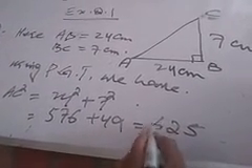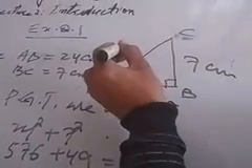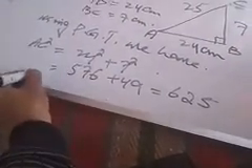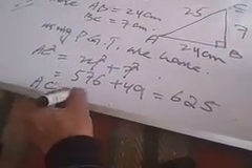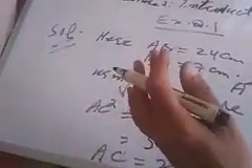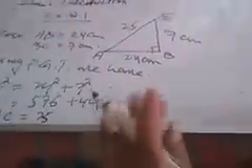So 625. So this one will be 25. AC equal to under root 625. Under root 625 is 25. So AC will be 25. Then our question is find sin A and cos A.